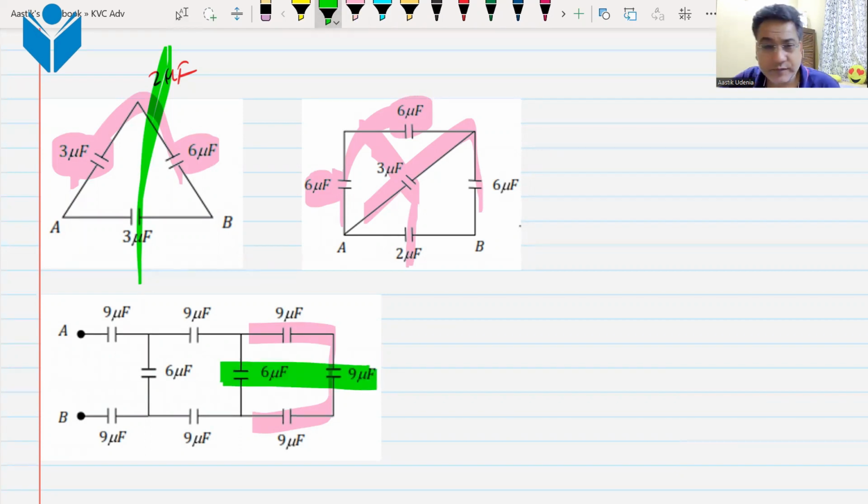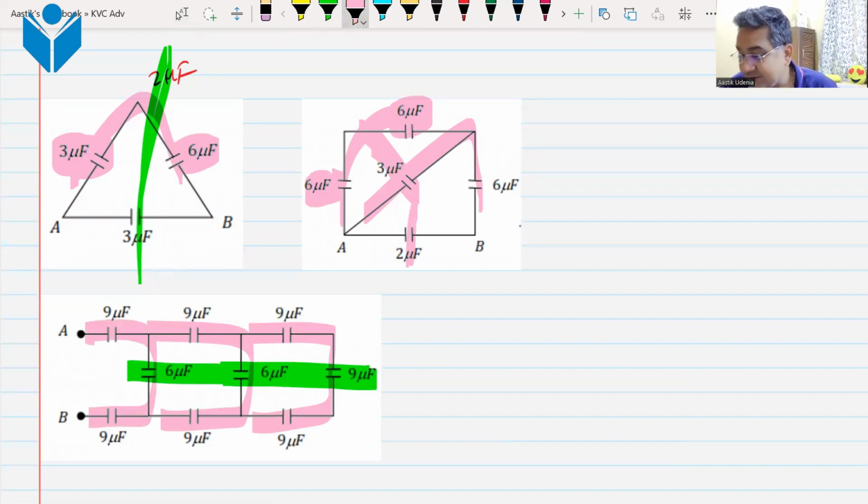3 and 6 would be in parallel, it becomes 9 again. 9 are in series, it becomes 3 again. 3 and 6 are in parallel, it becomes 9 again. 9 in series, it becomes 3 again. I call such a combination series parallel, series parallel.